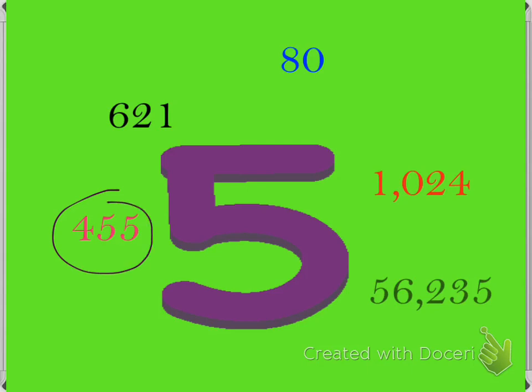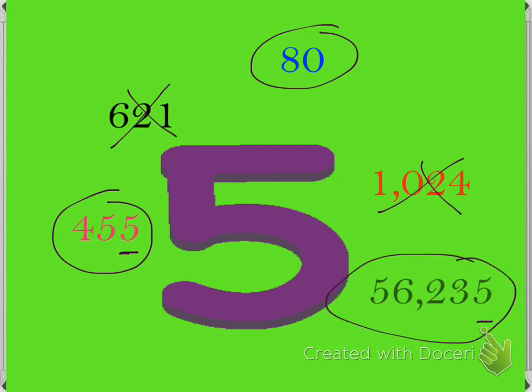So this is divisible by 5, ends in a 5. That would not work. 621. 80 ends in a 0. This ends in a 4 and ends in a 5. So that would work.